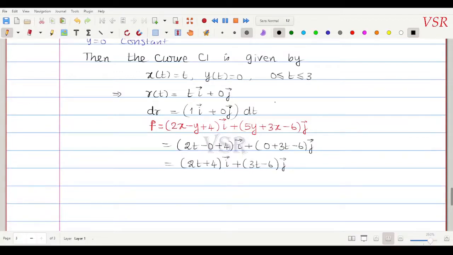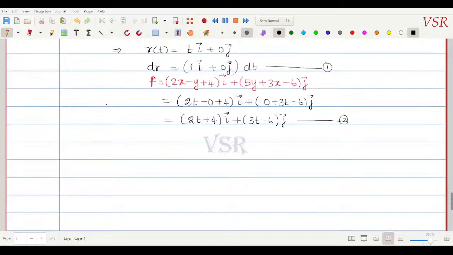Okay, I call this 1 and this 2. From 1 and 2, what we have is F dot dr, which is equal to the dot product. So (2t plus 4) into 1 plus 0 into this, that's all. So this becomes 0, and we get only dt. Okay, this dt is all we have got.